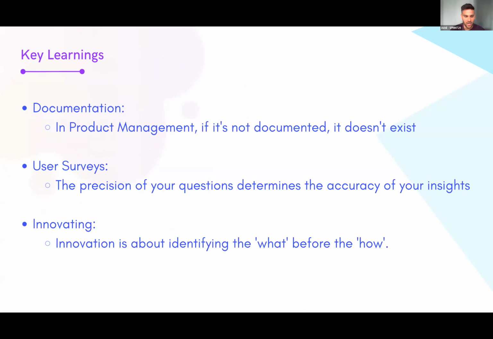The biggest thing I found was documentation. There's a lot of writing. We all know there's a lot of writing here. In product management, if it's not documented, it doesn't exist. And so it's not only being able to write down what you think is important, but being able to convince a team of designers, developers, marketing, ops, strategy, whatever it is, that this is an actual problem that needs to be solved.